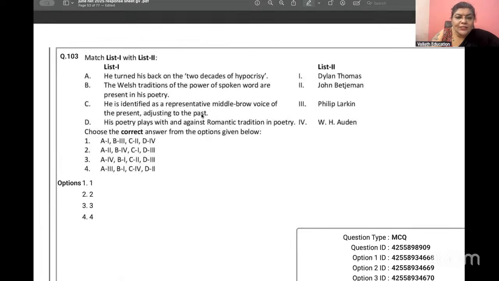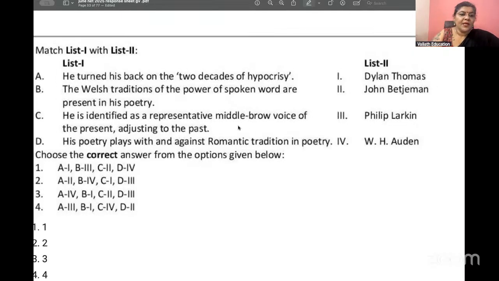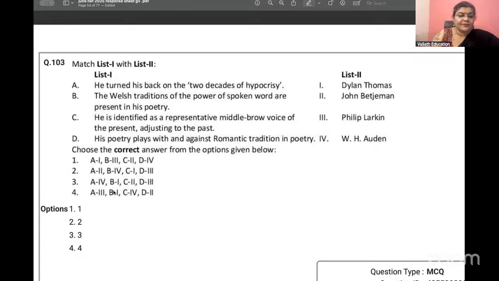He turned his back on the 2 decades of hypocrisy. I don't know. Welsh tradition, Dylan Thomas, correct. Welsh is Dylan Thomas, you know. He's identified as a representative of Middleborough voice. His poetry plays with and against romanticism. Against romanticism is by Kingsley Amis, and against romantic tradition, I've taught you, is Philip Larkin. If you remember that, you will be able to guess this. Otherwise, you will only know B1. There are 2 B1s. But I hope you have read the encyclopedia enough so that you remember this.